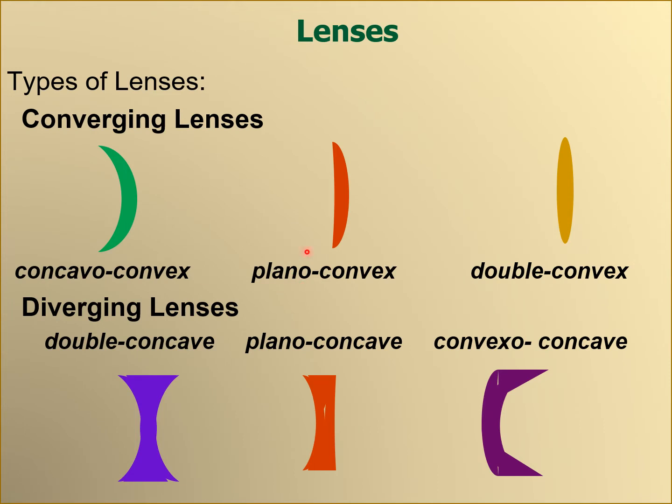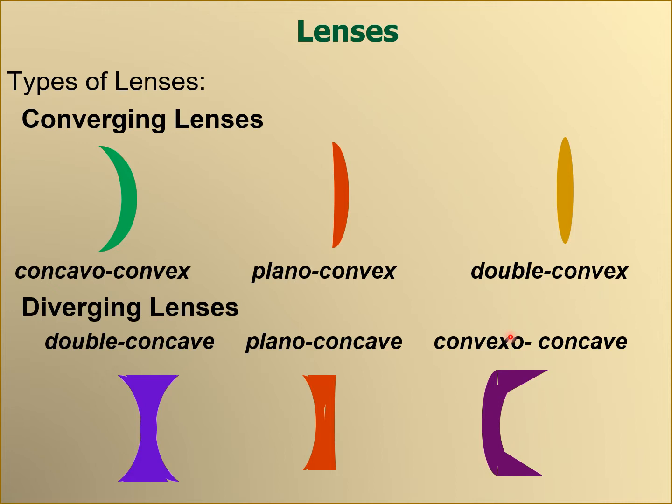There are two types of lenses. The first one is what we call converging lenses. And there are three examples illustrated here. The first one is called a concavo-convex because it is made up of two surfaces. One is a concave surface and the other is a convex surface. Now the second one is called a plano-convex because it's made up of a plane surface and a convex surface. And the third is called a double convex lens because both surfaces are convex.